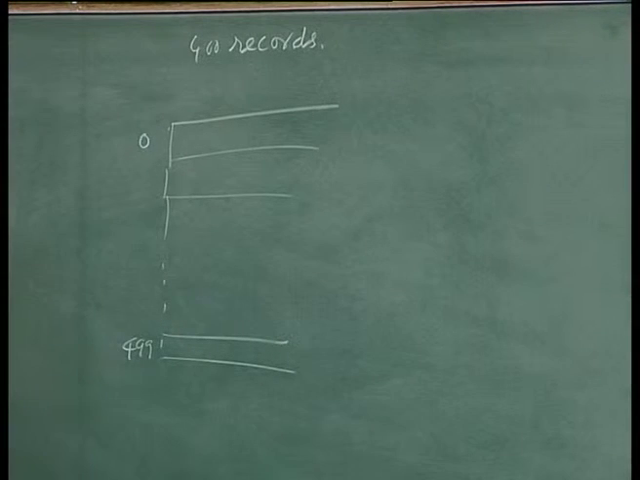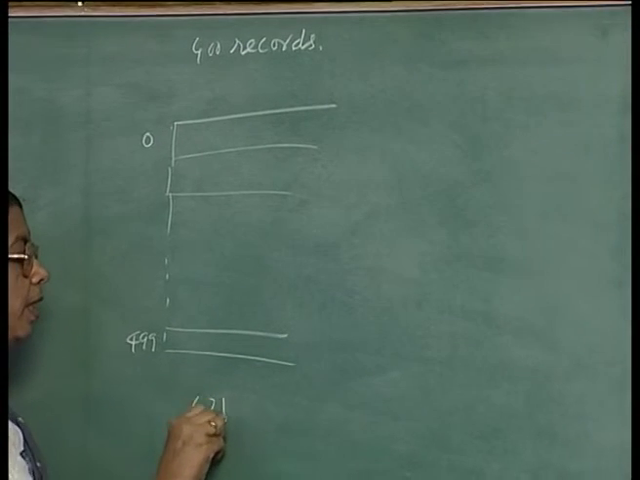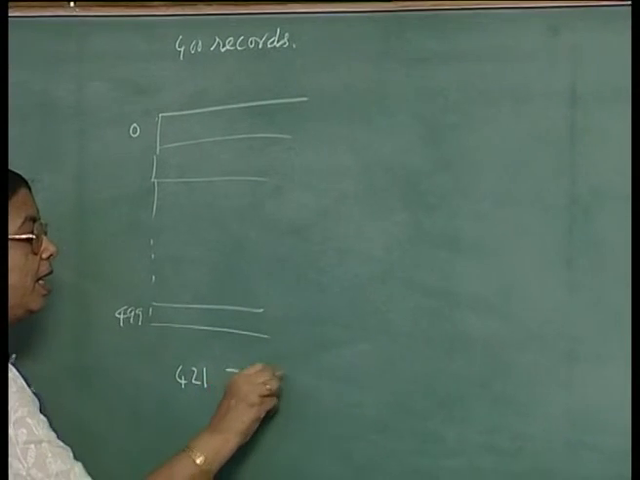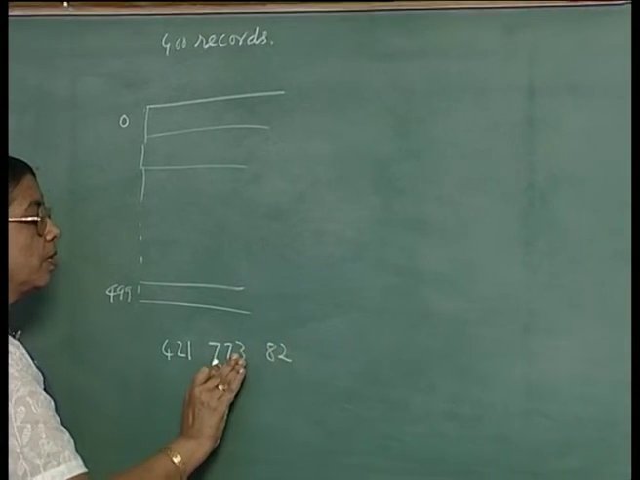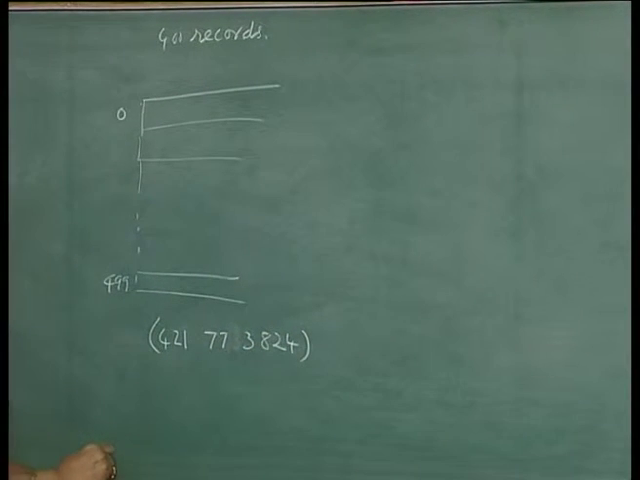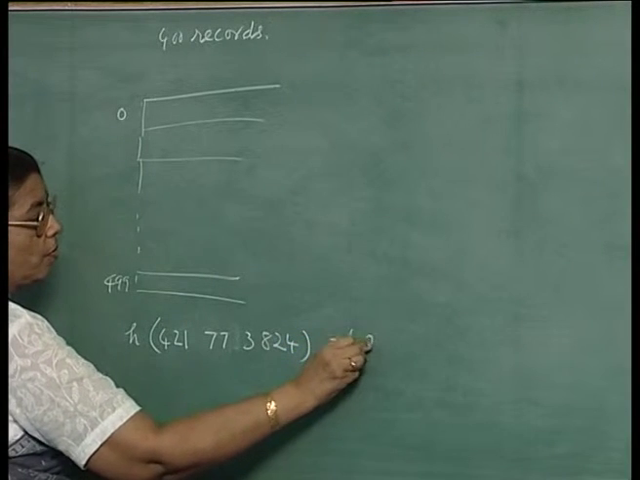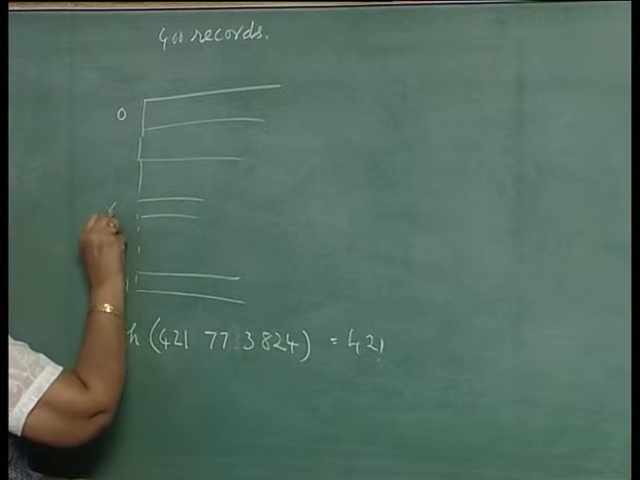For example, this is employee records of a company, then the social security number could be the key. It is unique for the person, it is a 9-digit number. So, suppose I have say 421 773 3824, something like that as the social security number of a person. Then you may use a function h such that this will reduce to 421, and then you can store it in the address 421.